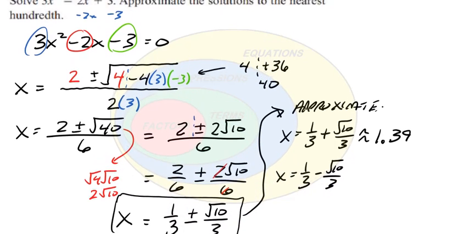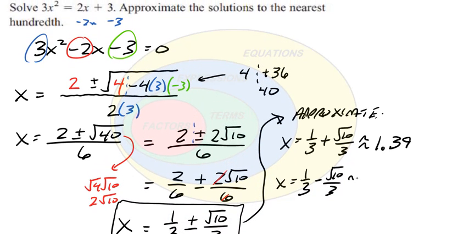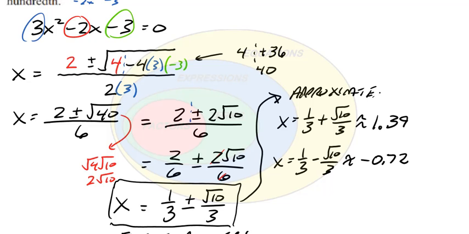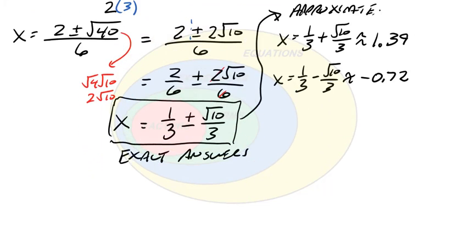Sorry about that. So this is approximately equal to negative 0.72. So these are our approximate answers. We can do that on our calculator to get that. But our exact answer is x equals 1/3 plus or minus square root of 10 over 3. So let's look at this next problem.